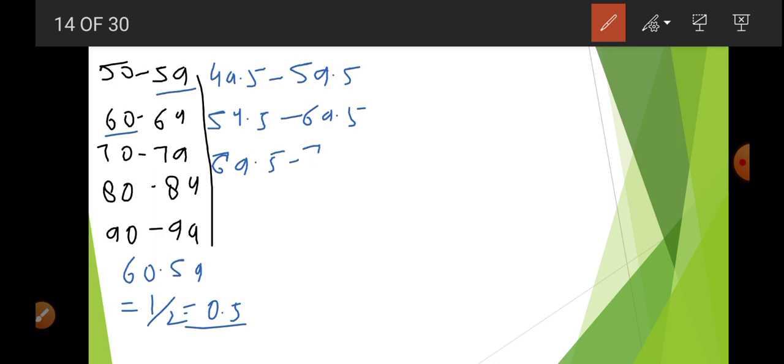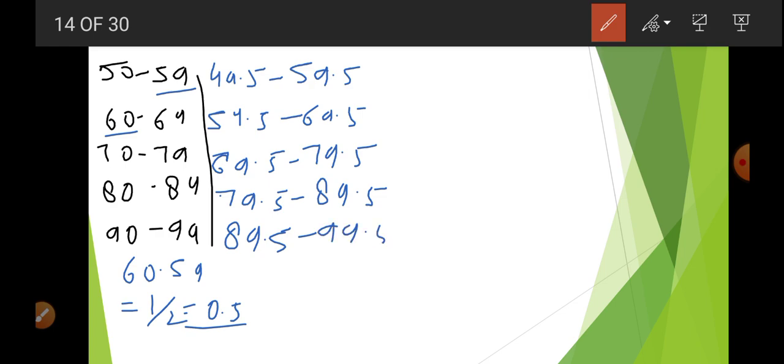69.5 to 79.5. Now it becomes 79.5 to 89.5. Now 90 minus 0.5, so it becomes 89.5, and when we add 0.5, it becomes 99.5. So we have done one thing.